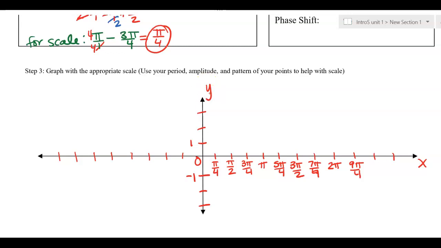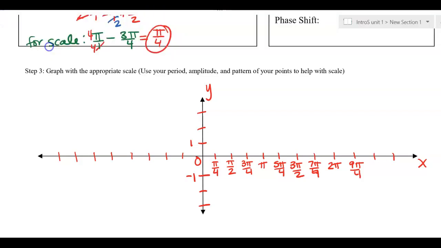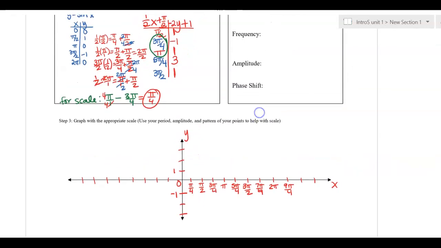And now hopefully I can go back to that table and easily plot the points that I figured out for my graph and that they look like a sine wave. So we'll see if that happens. So when we go back, it had pi over 2, 1, 3 pi over 4, -1, pi, 1, 5 pi over 4, 3, and then 3 pi over 2, 1.